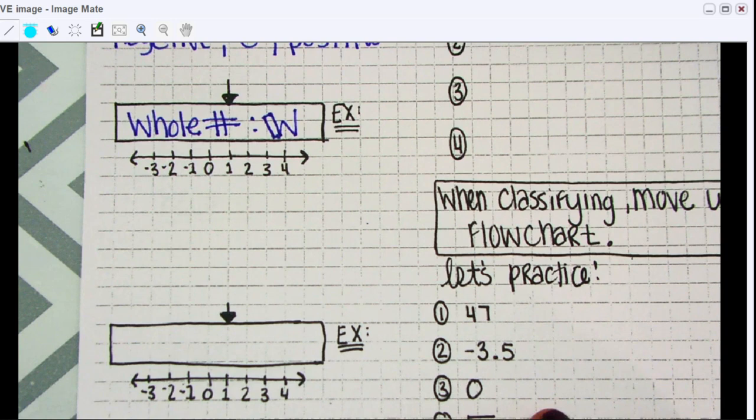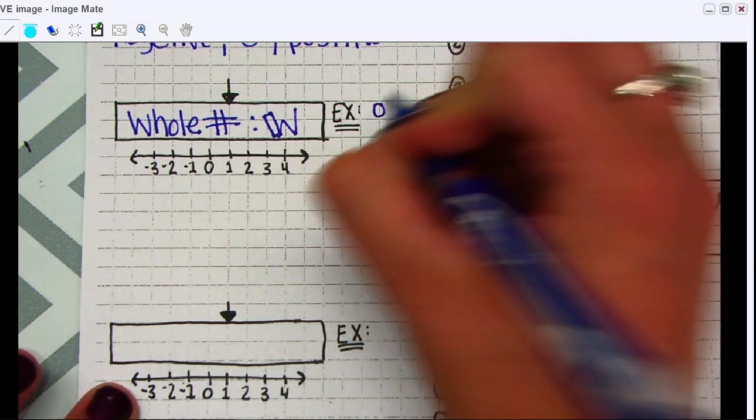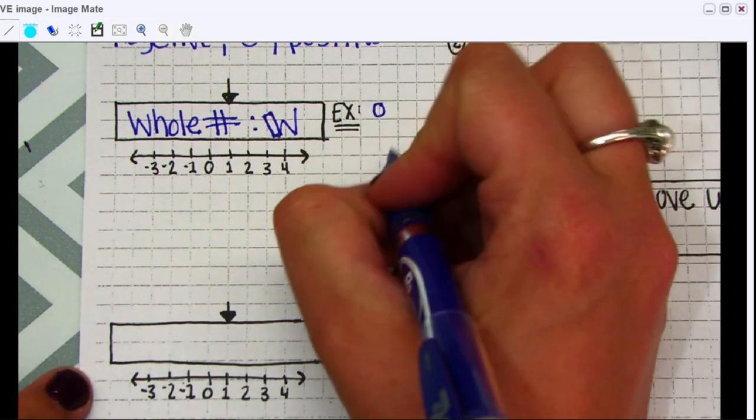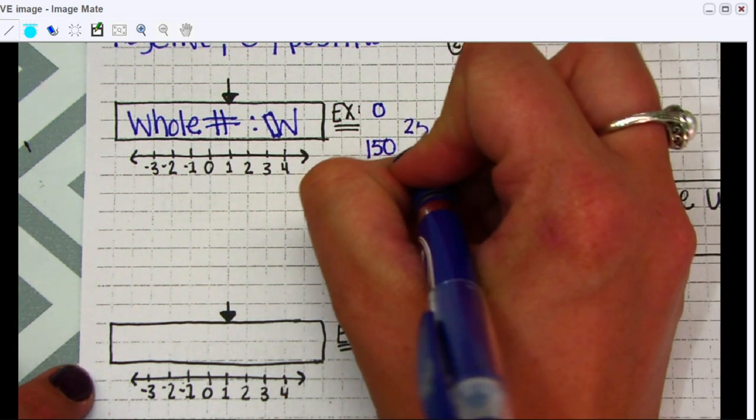What's an example of a whole number? 0 is the first whole number. Then where do they go from here? Up. Can I put decimals? No. So 0, I could put 150. That's a whole number. 25, that's another example.